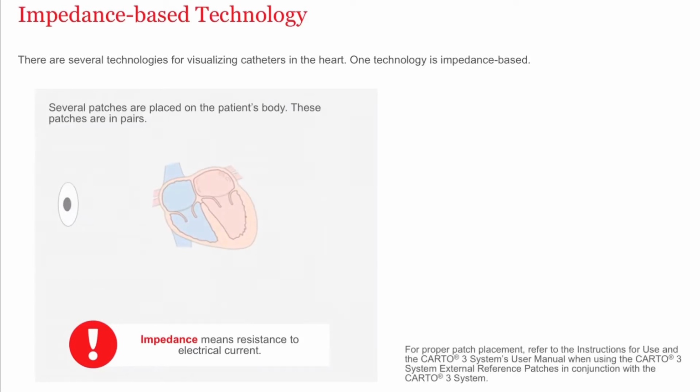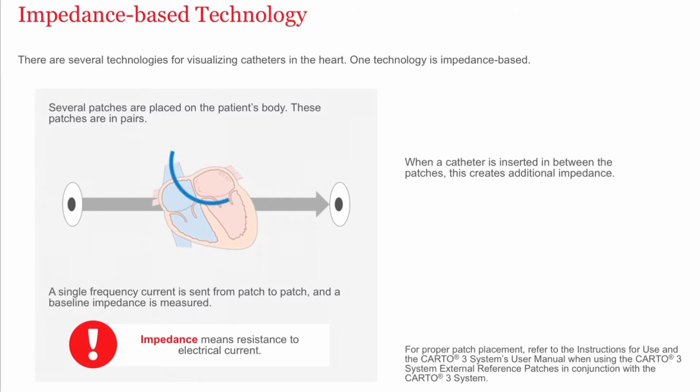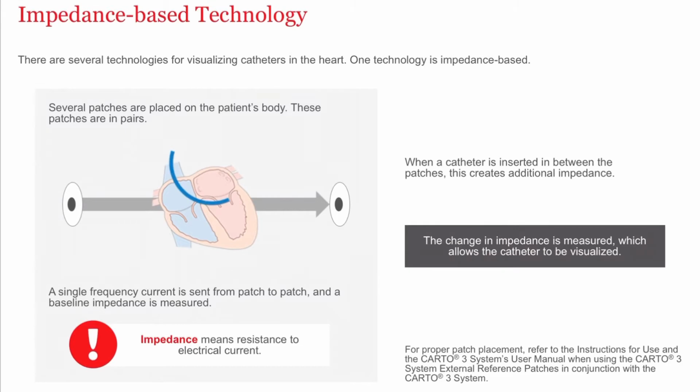Several patches are placed on the patient's body. These patches are in pairs. A single frequency current is sent from one patch to its pair, and a baseline impedance is measured between the two patches. When a catheter is inserted in between the patches, this creates additional impedance. The change in impedance is measured, which allows the catheter to be visualized.